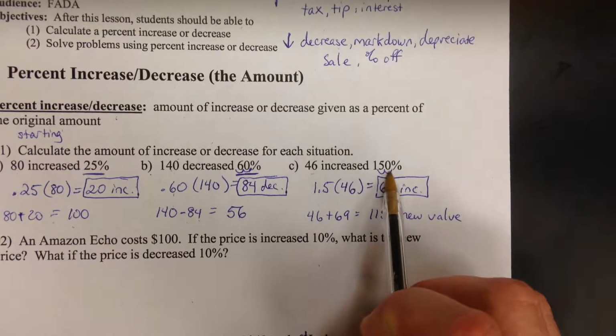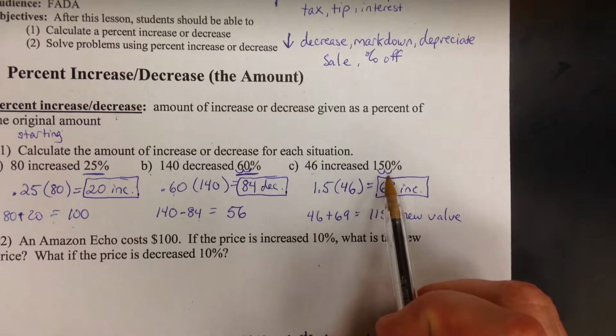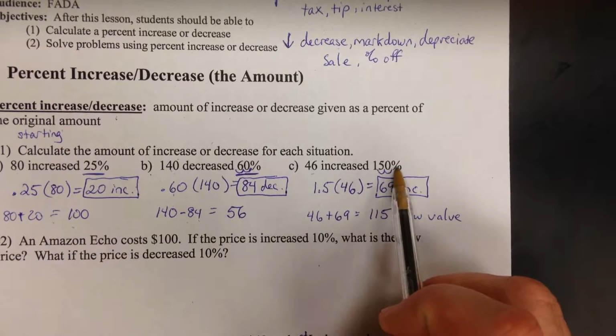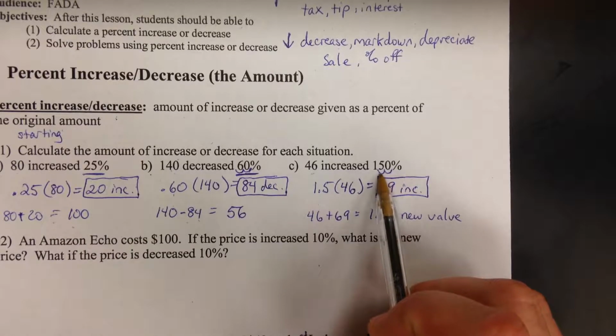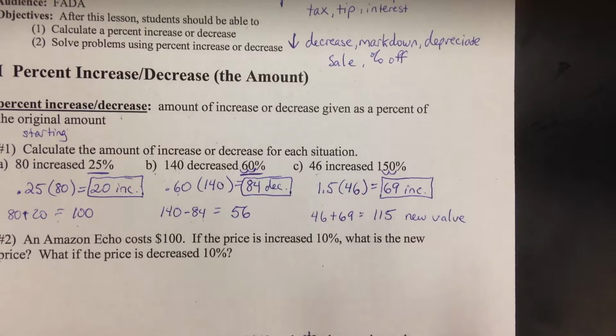So that would be the new value, whatever it is. It's really important that you put the decimal in the right place. So when you convert from a percent to a decimal, you have to shift it twice to the left.